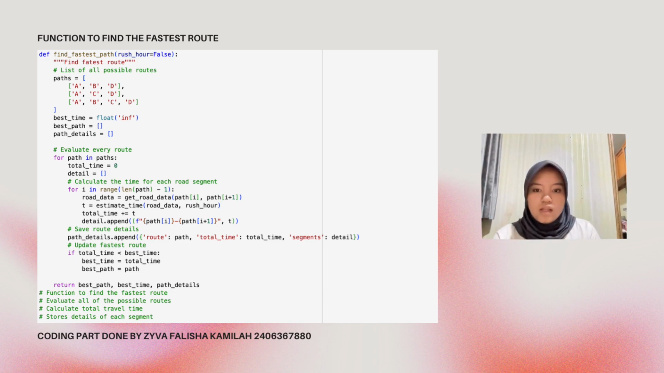And then the fifth one, there is tracking the best route. If the current total time is less than the best time found so far, we update the best time and best path. And then the last one, return values. This function returns the best path, the travel time, and the detailed segment info.